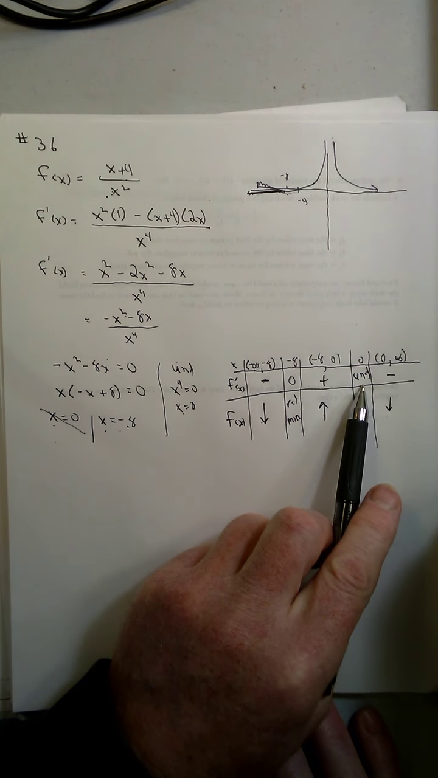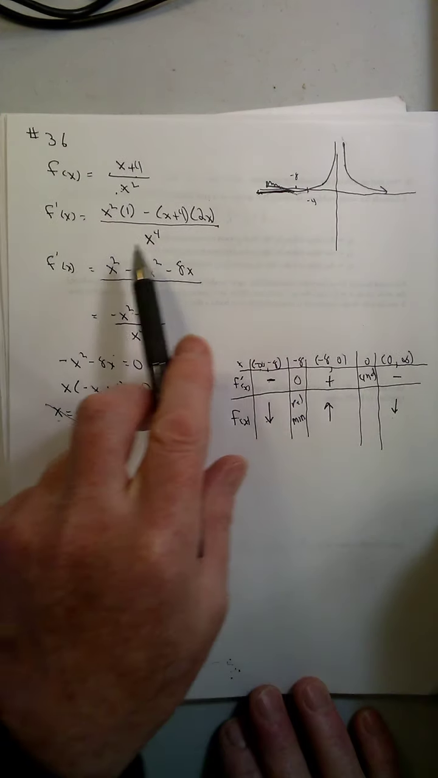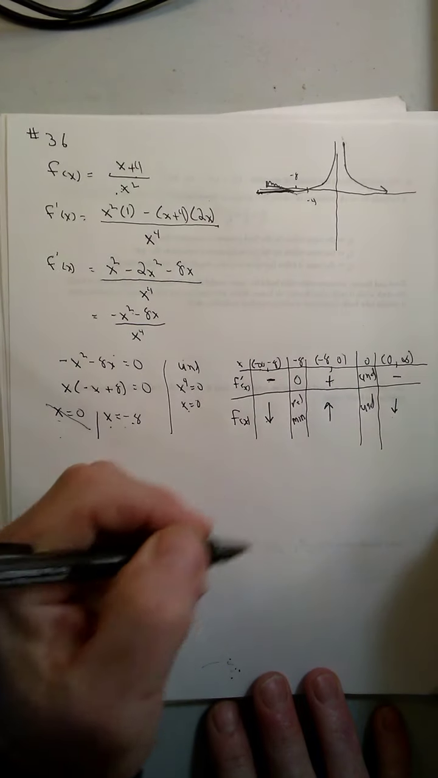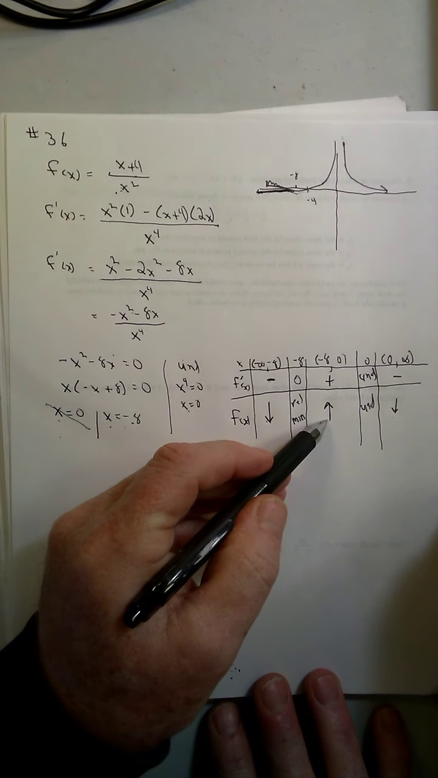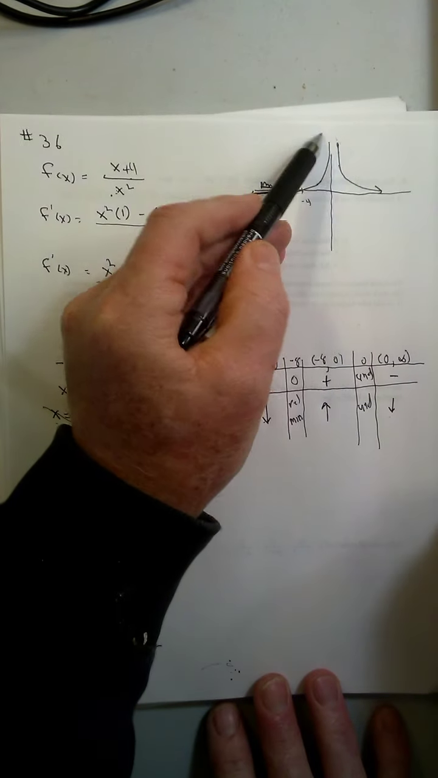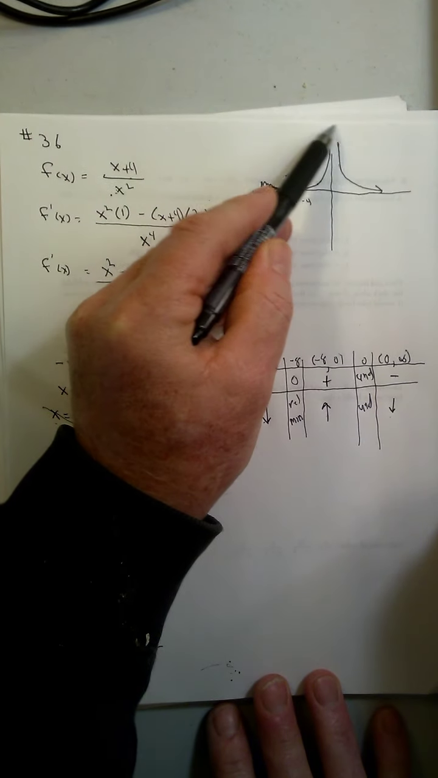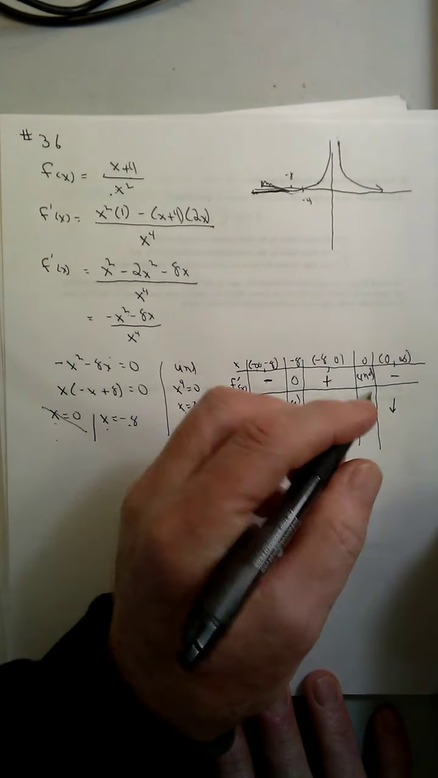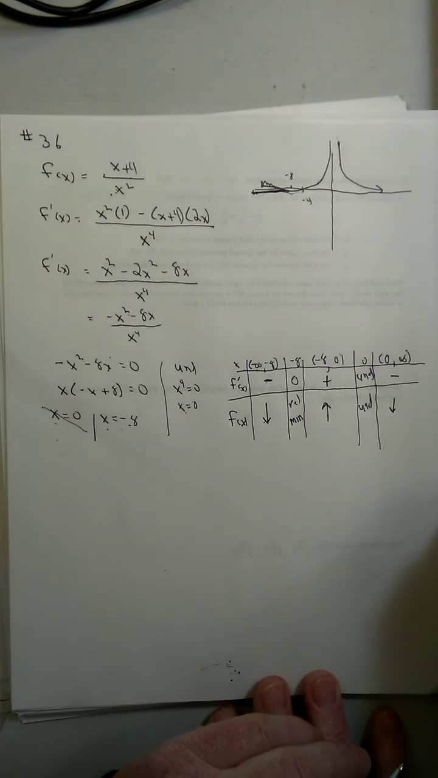Derivative undefined, you could have a corner, but at 0 the original function is undefined. Okay. This is up to down, but they don't meet, so that is not a relative max. There is no corner or smooth spot there, so it's nothing. Just leave it like that.